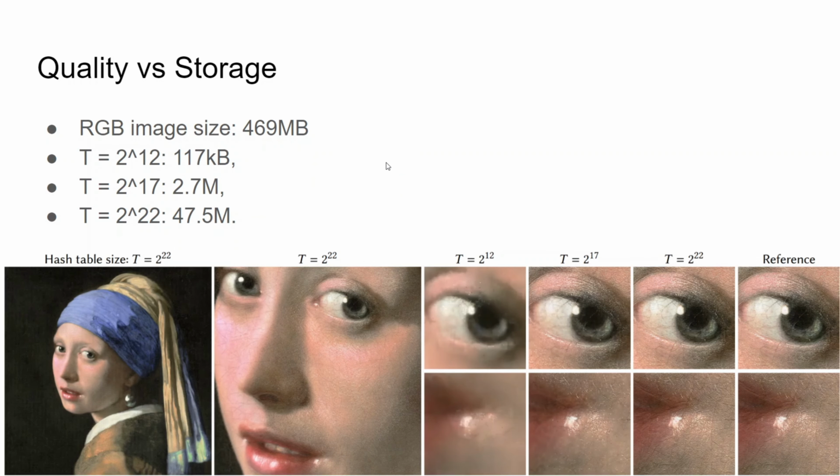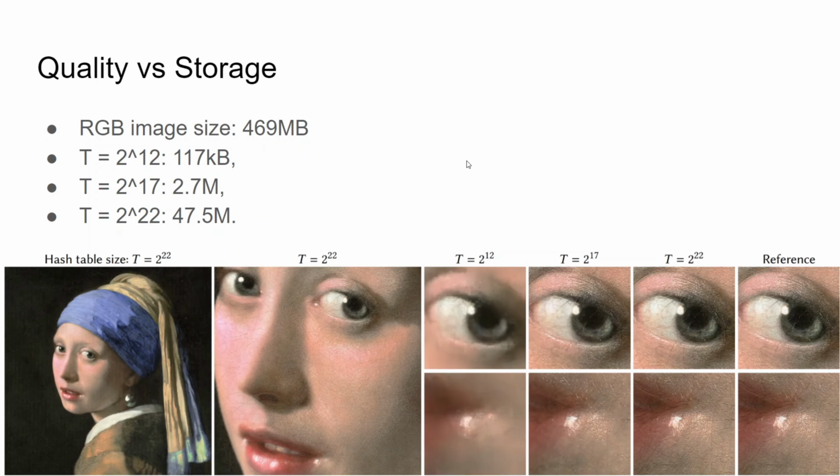The next result here shows that the hash table size T is a trade-off between quality and storage size. So as you can see, as the table size increases from 2 to the 12 to 2 to the 22, you get increasingly good reconstruction results. And here the original RGB image is around 470 megabytes. When the table size is 2 to the 22nd, you can see that with just 1/9 of the storage, we can represent the original image in very great detail. Like you can see the hairs here, you can see the skin textures, you can see the lightings are exactly the same as the original image, which is pretty amazing to me.